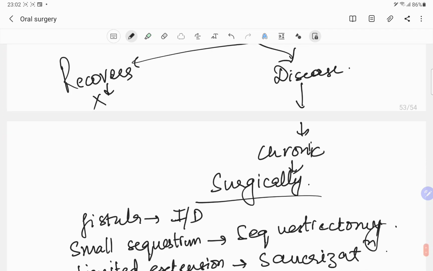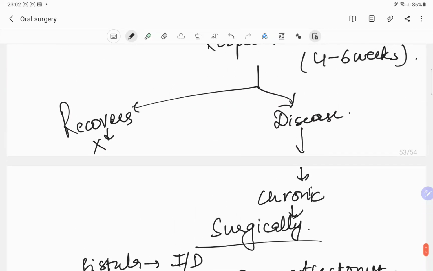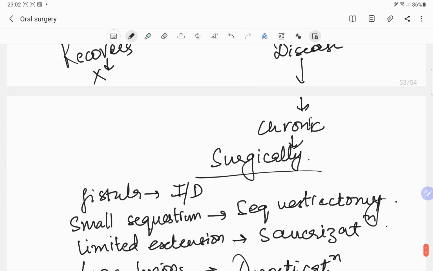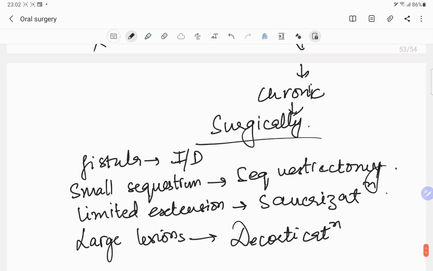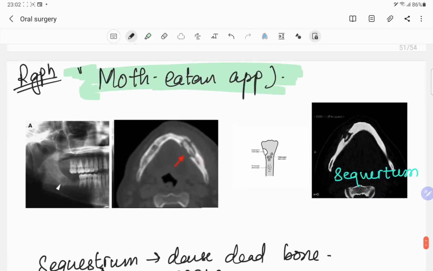So in osteomyelitis, you have seen the sequestrum, which is the dead bone, the involucrum, and the moth-eaten appearance of the bone radiographically. The surgical treatment procedures involved sequestrectomy and saucerization. We have also studied decortication under it. So guys, this is about osteomyelitis.